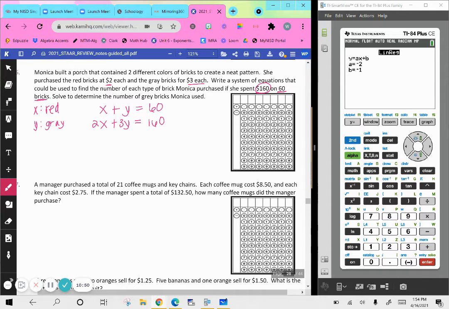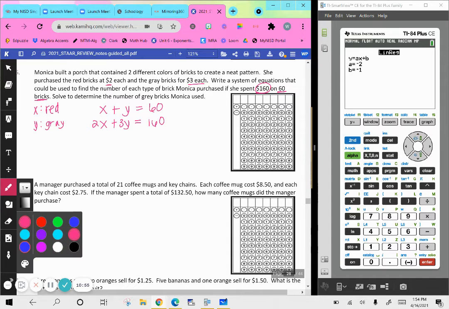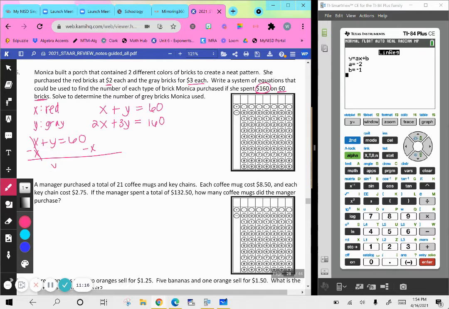I'm going to use elimination to solve the system because elimination is the easiest when you've got these two equations in standard form. Actually, let me show you how to do it in the calculator. So in order to put it in the calculator, I'm going to take that first equation and subtract X on both sides to get the Y by itself. So that's 60 minus X for the first one, and then for the second one, 2X plus 3Y equals 160.